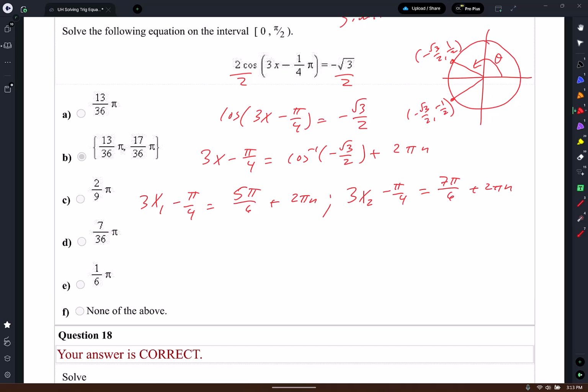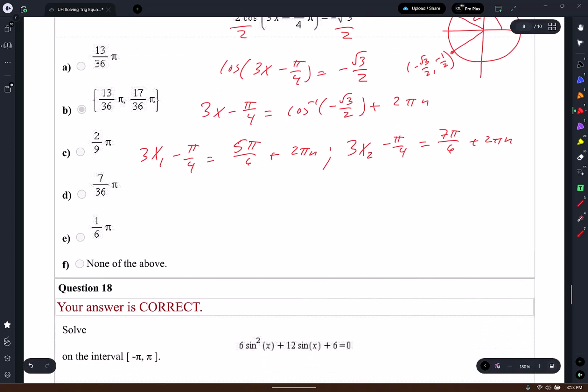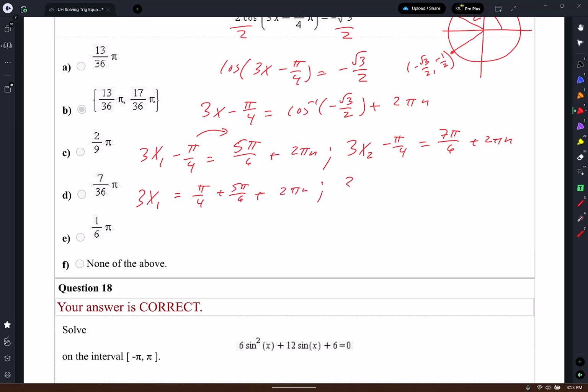Are we still okay, guys? All right, we're done. You're just doing arithmetic now. Move that negative pi over 4 to the right. You don't need a calculator. 3x1 equals pi over 4 plus 5 pi over 6 plus 2 pi n. In a little bit, we'll figure it out. 3x2 equals pi over 4 plus 7 pi over 6 plus 2 pi n. Okay, catch up to there.